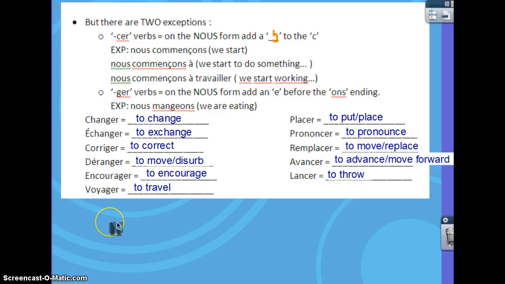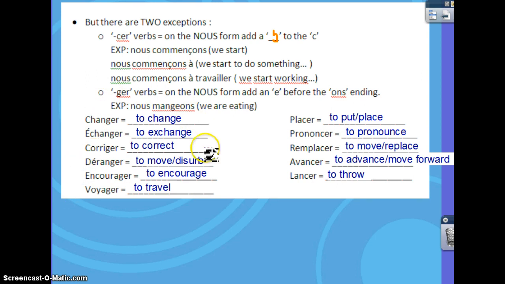So again, some GER verbs. Changer, which is to change. Échanger, which is to exchange. Corriger, which is to correct. Déranger, which is to move or disturb something. Sorry, there's a typo there. It should be a T in there. Encourager, which is to encourage. And voyager, which is to travel. So most of these would react the same as we've always learned. You drop the ER, you add the S.